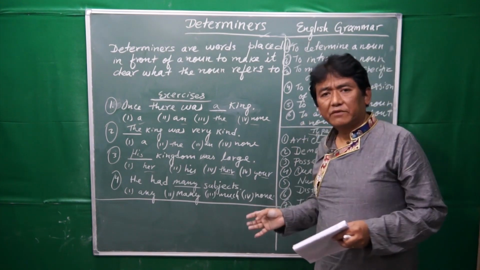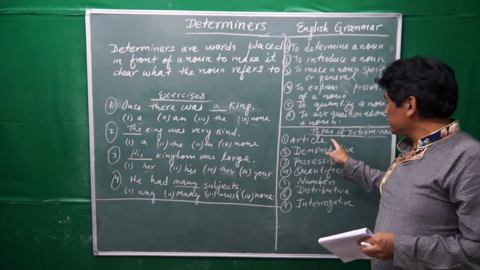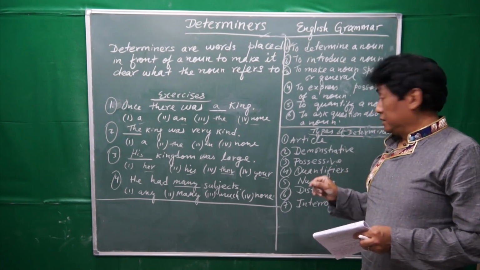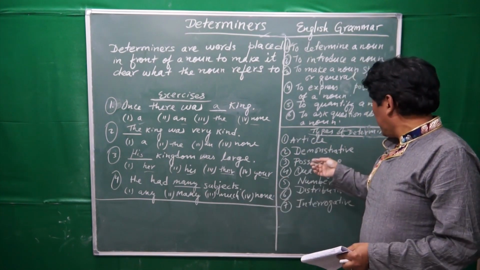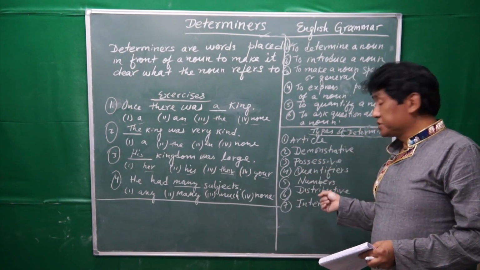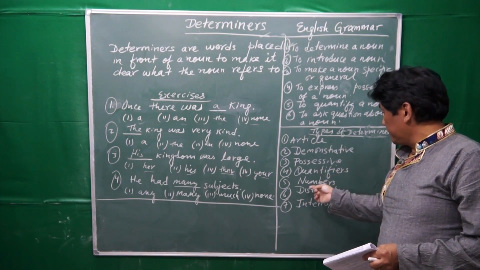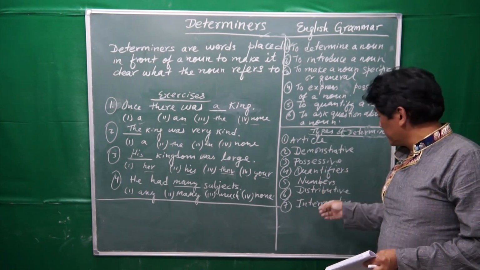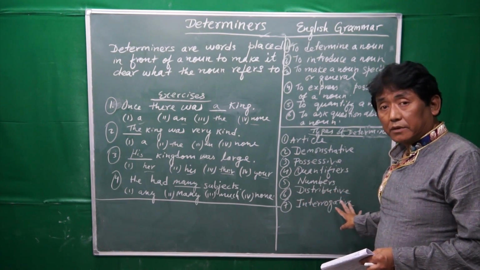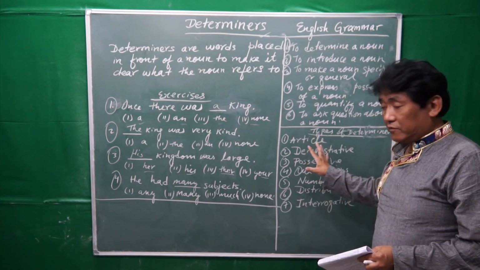Well, here I have 7 types of determiners. The first one is article. Of course, you know article, right? Articles, definite and indefinite articles. The second one is demonstrative. Third one is possessive. Fourth one is quantifier. The fifth one is numbers. Sixth, distributive. And the seventh one is interrogative. Now we'll take them one at a time, okay?